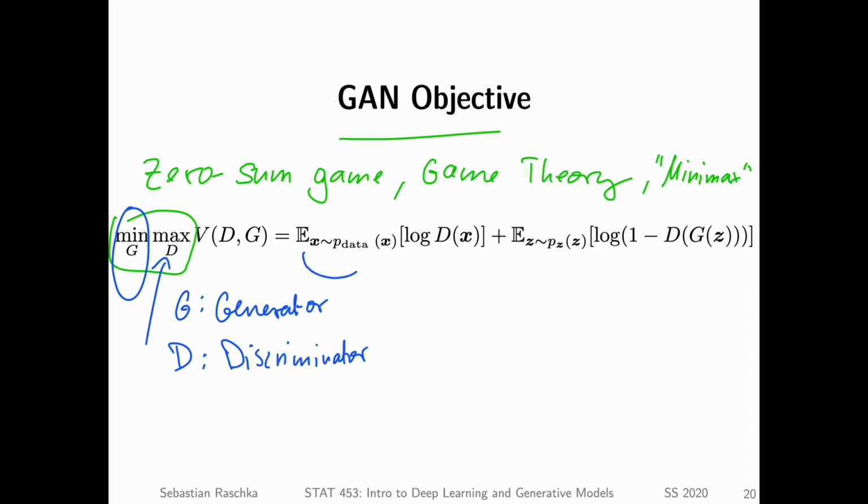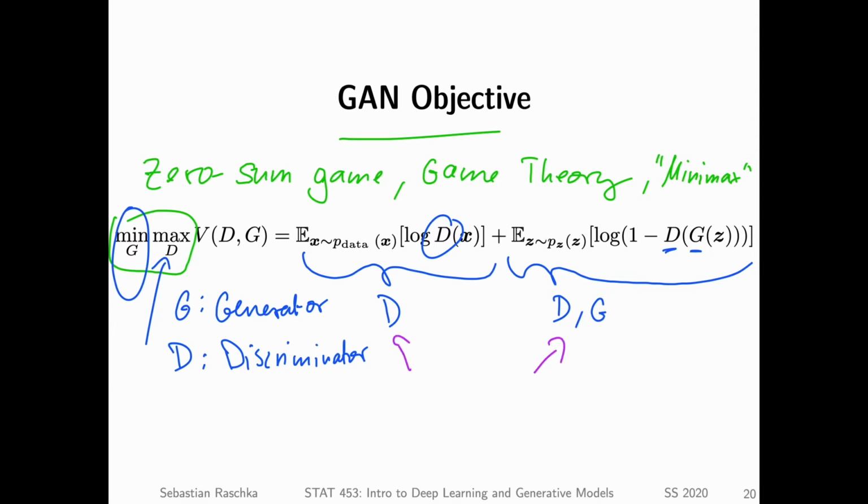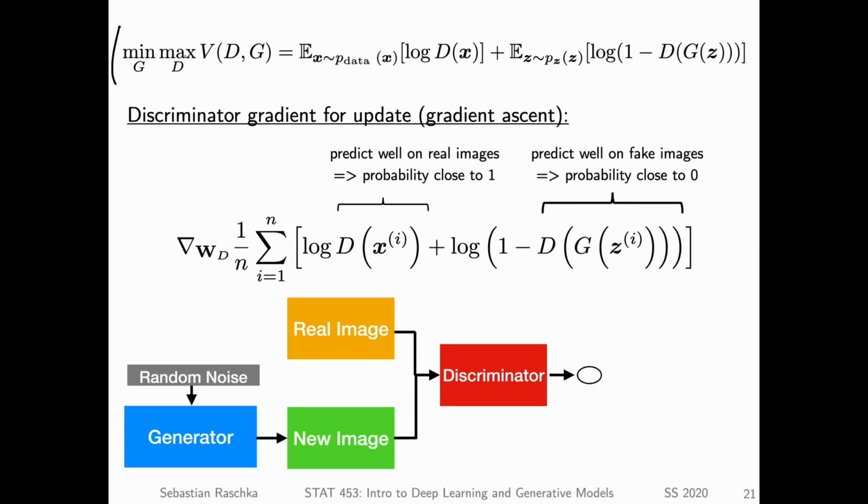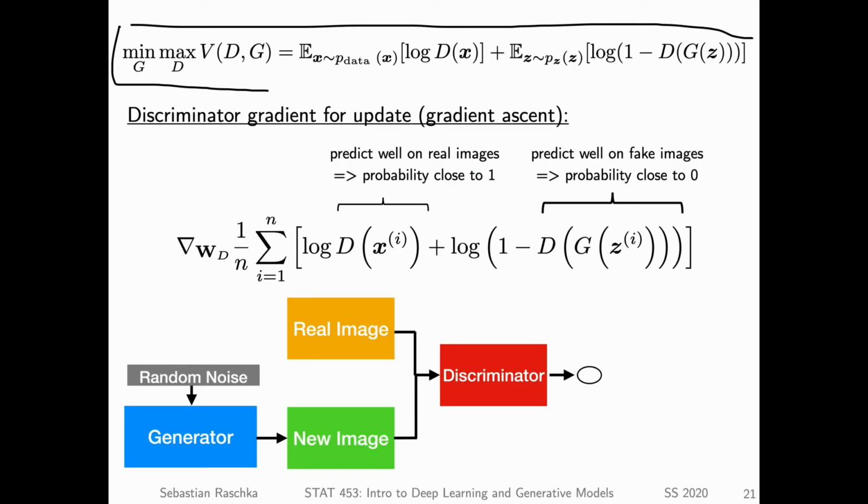As you can see, there are two parts here. There's one part that only depends on D, and a second part that depends on D and G. We have a G here and a D here. We are going to take apart this equation and look at it in two parts. First we will look at only this part, and then we'll take a look at the right part here. Let's look at this objective just from the perspective of the discriminator. So we are only looking right now at this maximization part, the discriminator part.